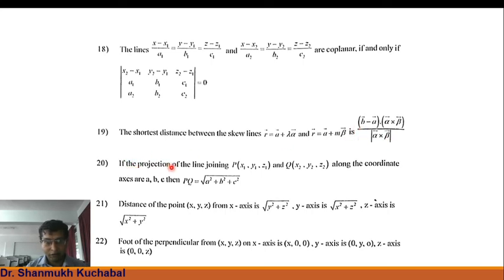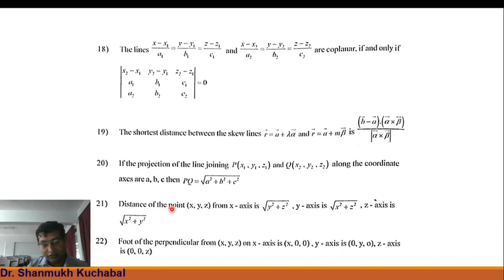Next, if the projections of a line joining point P and point Q along the coordinate axes are A, B, C, then PQ is the square root of A square plus B square plus C square. This is the formula for the projection of a line PQ along the axes being A, B, C.